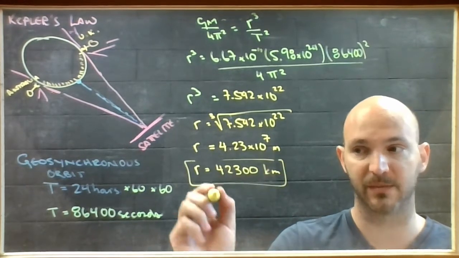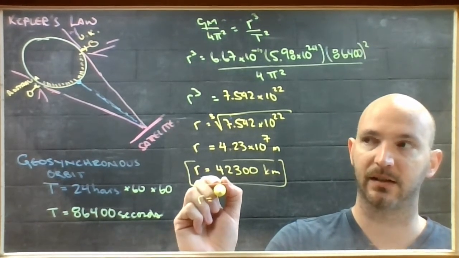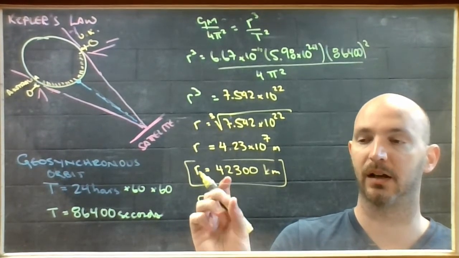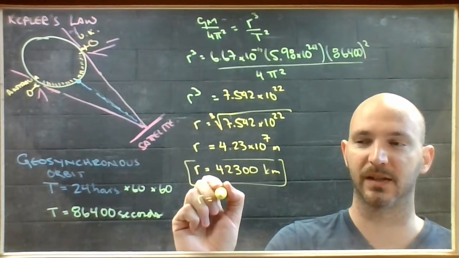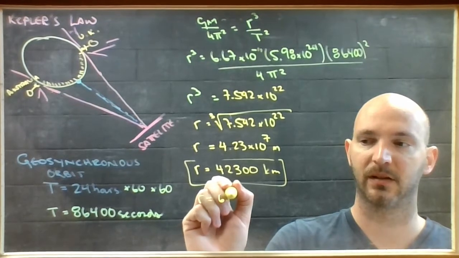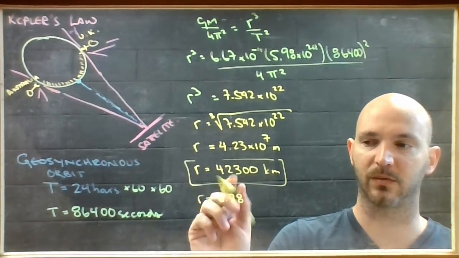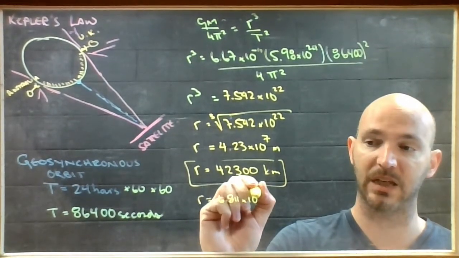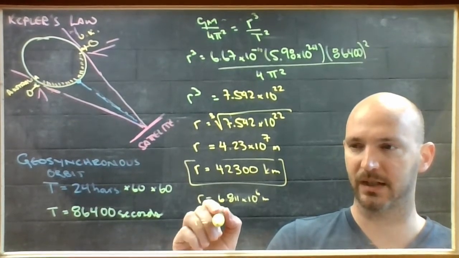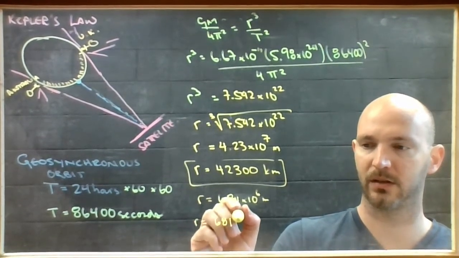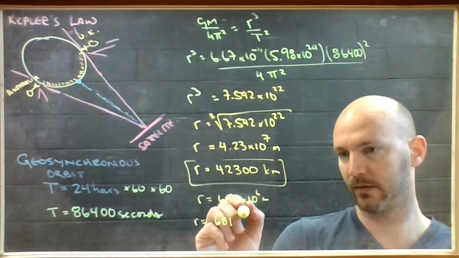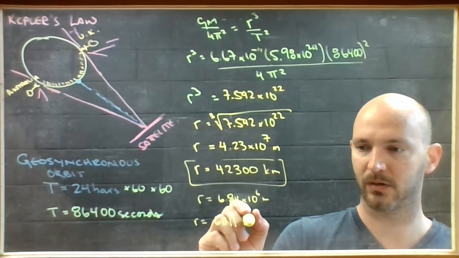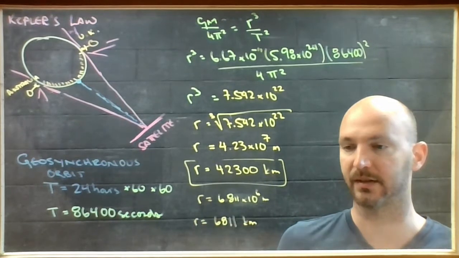Now, our International Space Station was orbiting at 431 kilometers above the surface, so it was 6.811 times 10 to the 6 meters, which is 681 and so on. 10 to the 3, 10 to the 4, 10 to the 5, 10 to the 6. There we go.